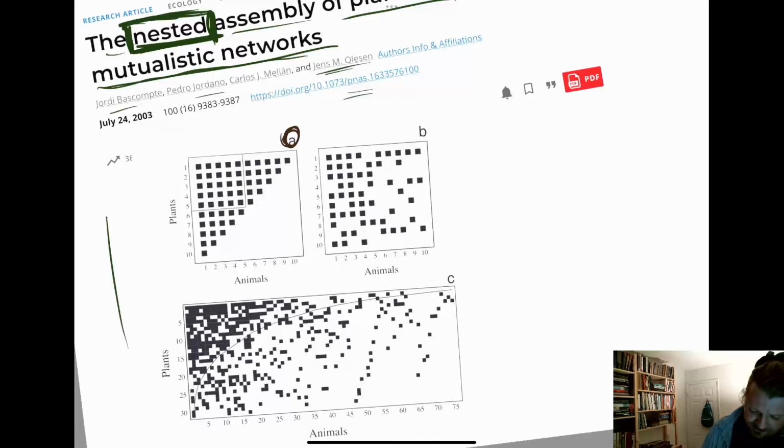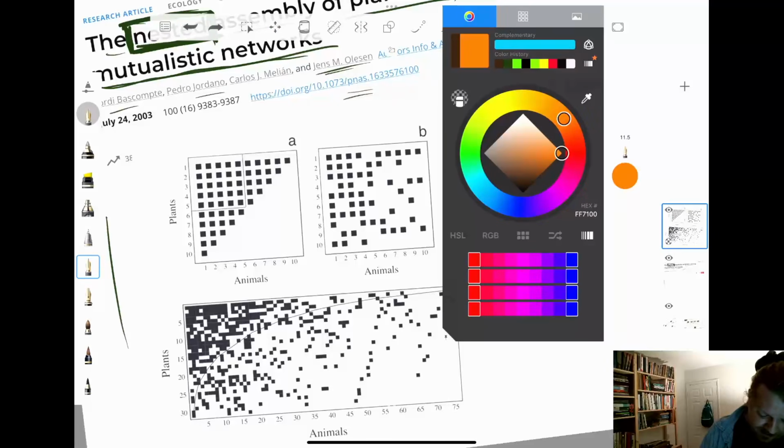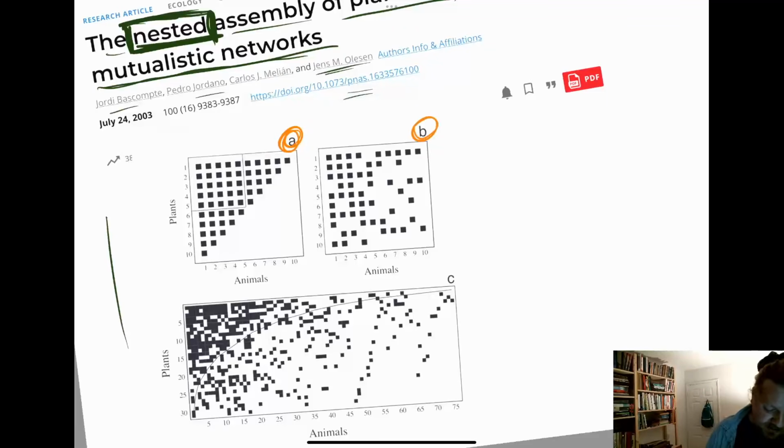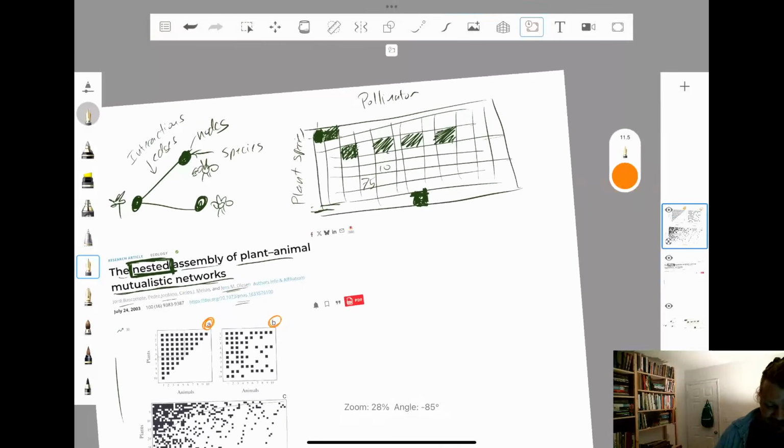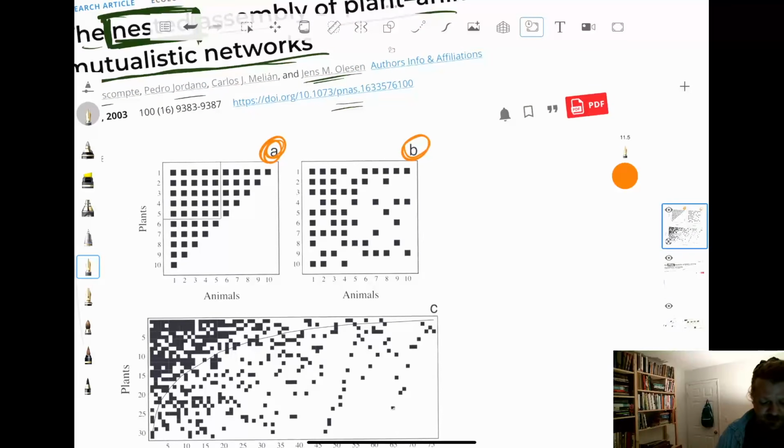Why is that so dark? Let's fix that. Let's make it bright orange. Bright orange. Panel A and panel B. And you can see by looking at these that the network in A, again, we have plants and animals, and that's why I showed you this interaction up here. Each of these little black squares represents an interaction.